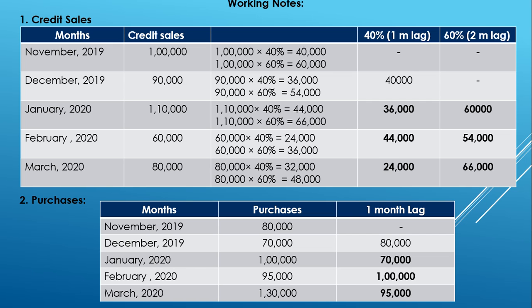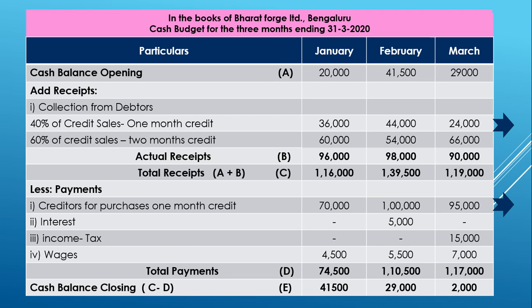So we have the figures for January, that is 36,000 and 60,000. Again we have the figures for February, 44,000 and 54,000, and also for March, 24,000 and 66,000. We will put these figures in our example. So you can see 36,000, 60,000, 44,000, 54,000 and 24,000, 66,000. So we will add up this collection from debtors. It comes to 96,000, 98,000 and 90,000.